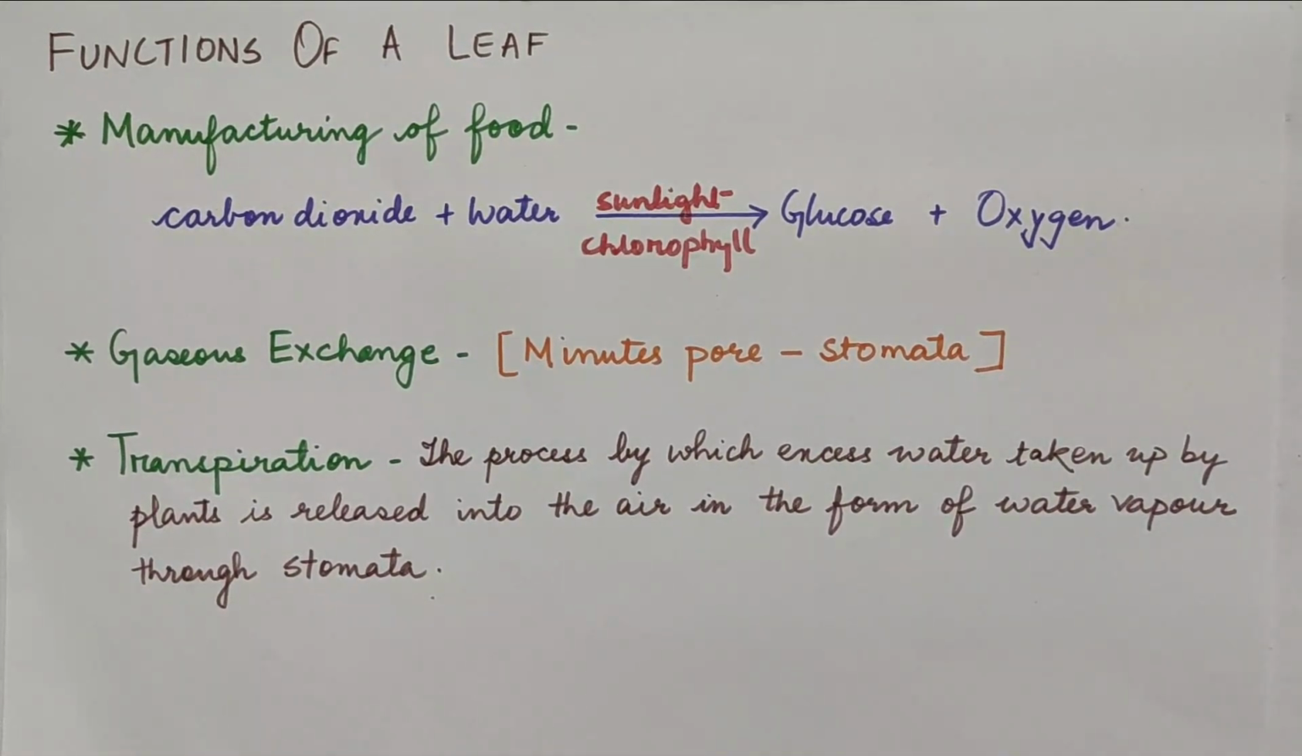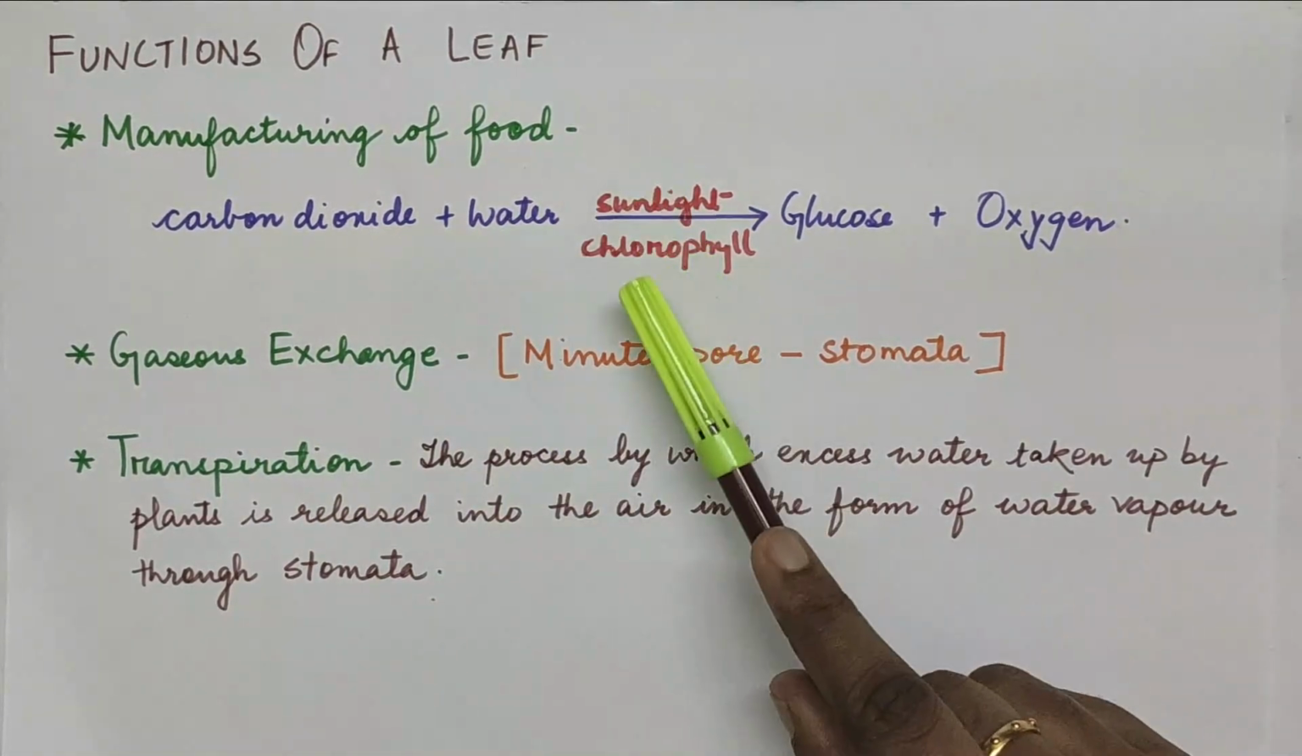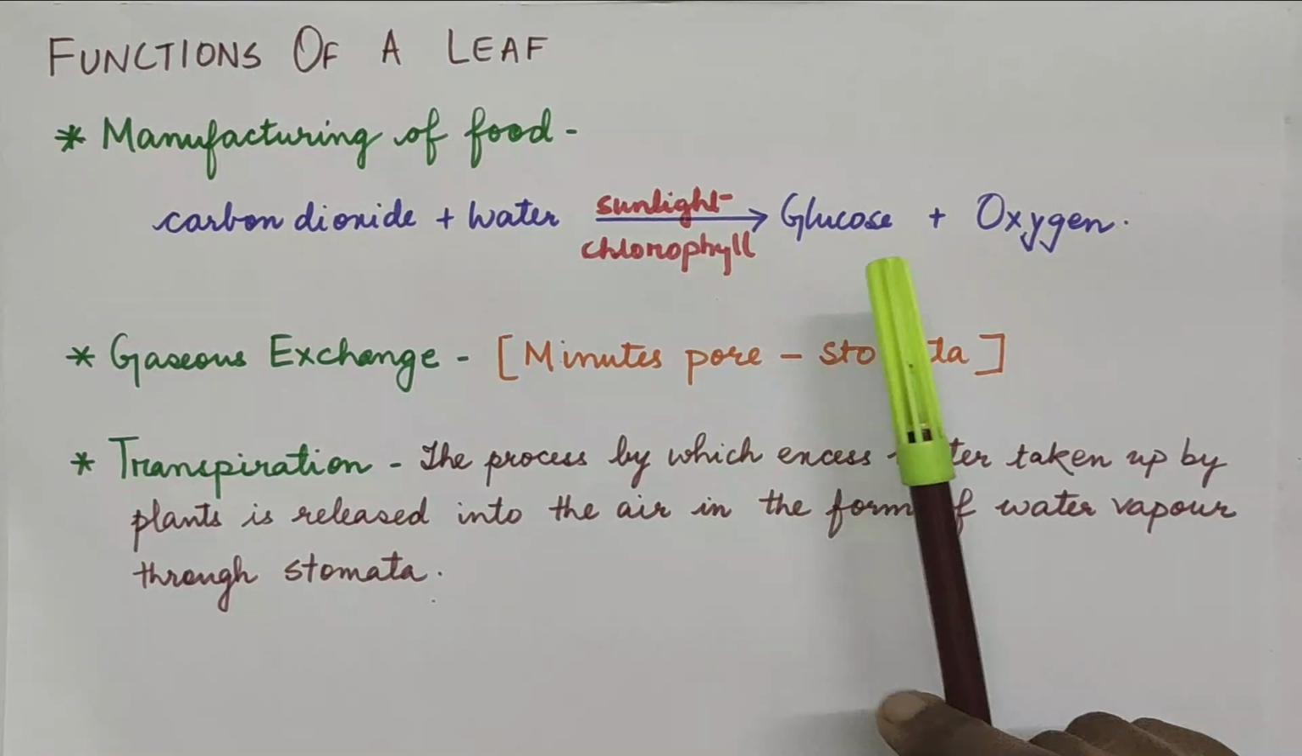Starting with the functions of a leaf. If you remember, in my last video I had told you about how a leaf is green in color and it contains chloroplast, the pigment chlorophyll inside it, and it helps in the manufacture of food. So actually you all might have heard the name photosynthesis. This manufacturing of food by the green leaves, using carbon dioxide and water in the presence of sunlight and chlorophyll, gives glucose and oxygen.